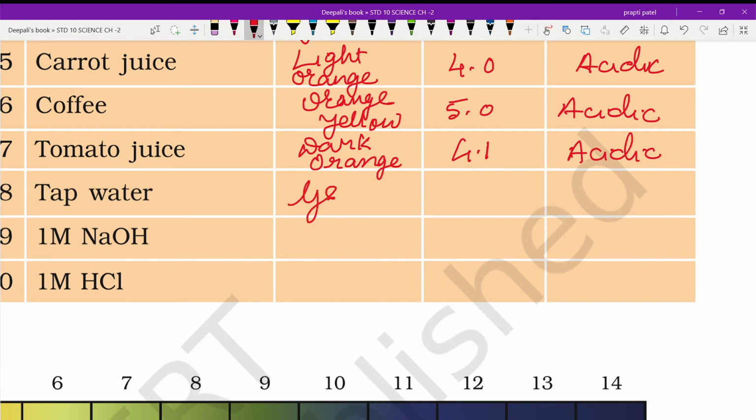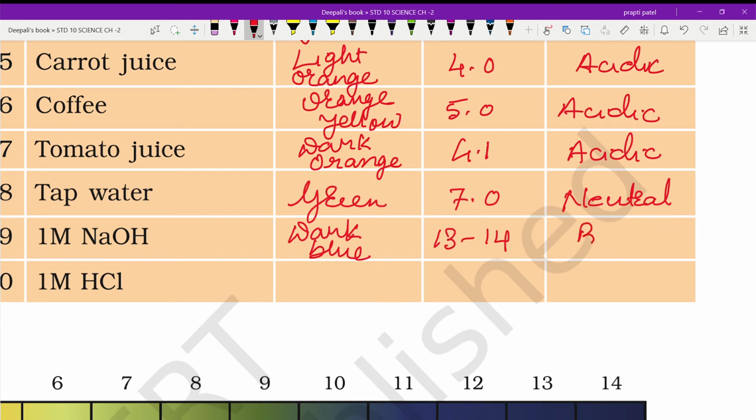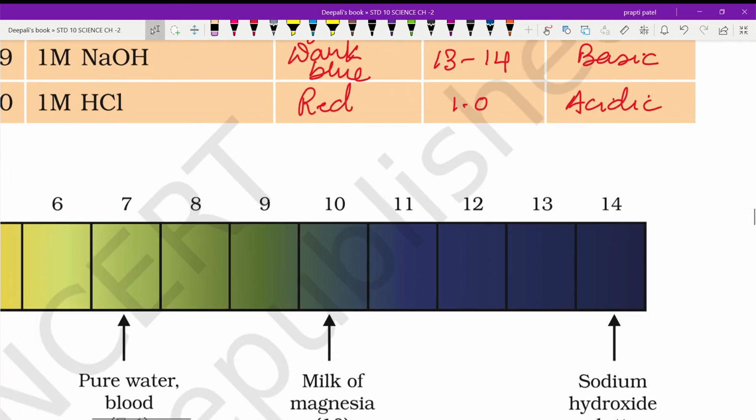Then we have green, that is 7, which shows neutral, and dark blue, that is 13 to 14, which is basic. Then you have red, 1.0, that is acidic in nature, with HCl, which is highly acidic.